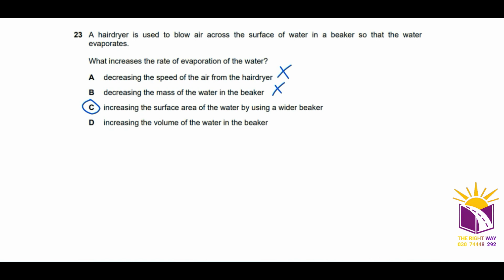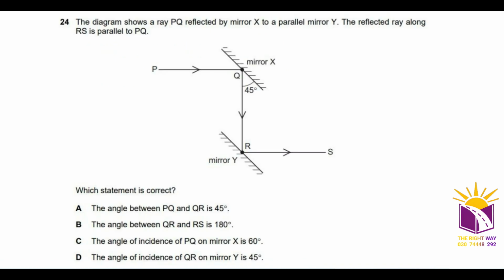Okay, last one. Increasing the volume of the water in the beaker? No, it will not increase the rate of evaporation. Question number 24. The diagram show a ray PQ reflected by a mirror X to a parallel mirror Y. The reflected ray along RS is parallel to PQ. So this RS is parallel to this PQ. Which statement is correct? The angle between PQ and QR is 45? PQ and QR, the angle between them is 90 degree, not 45 degree.